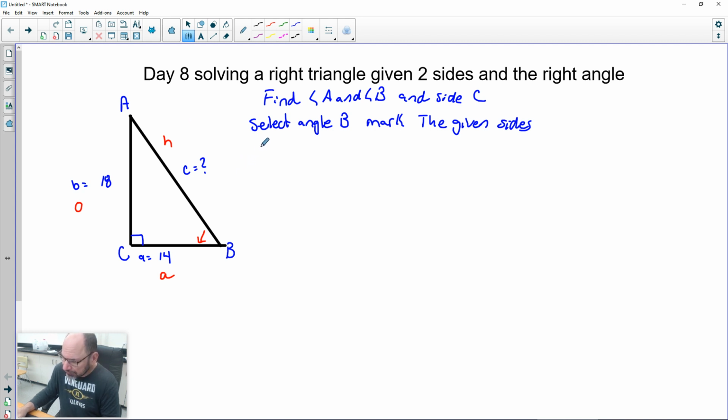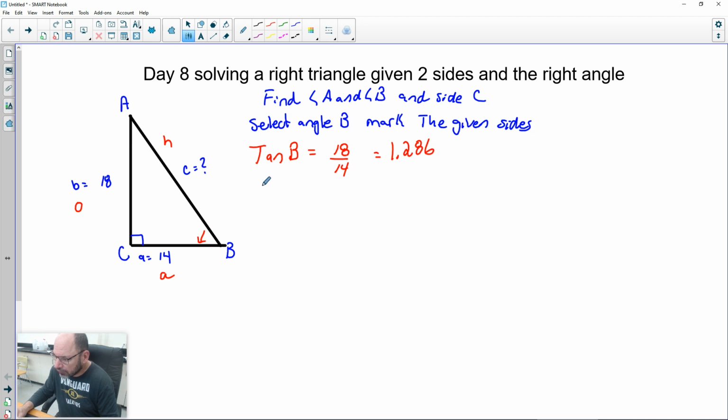And that's tangent of angle B is going to equal opposite over adjacent, which is 18 over 14. So we're going to get a number there. So we take 18 divided by 14. So that gives us 1.286. Okay, and then we're going to convert that to an angle by doing inverse tan.